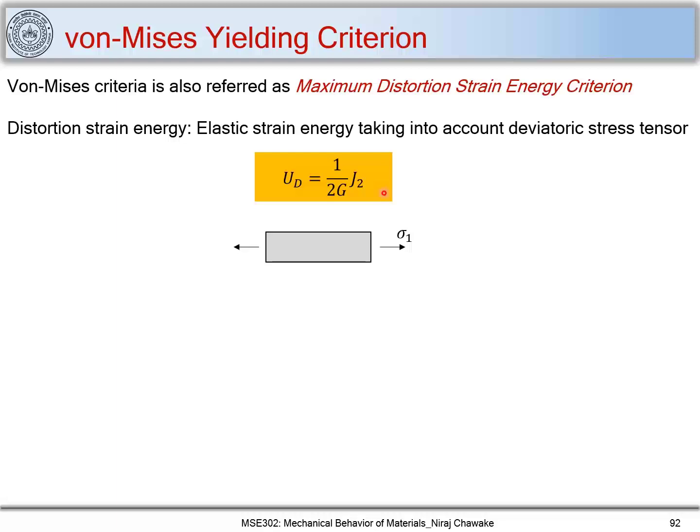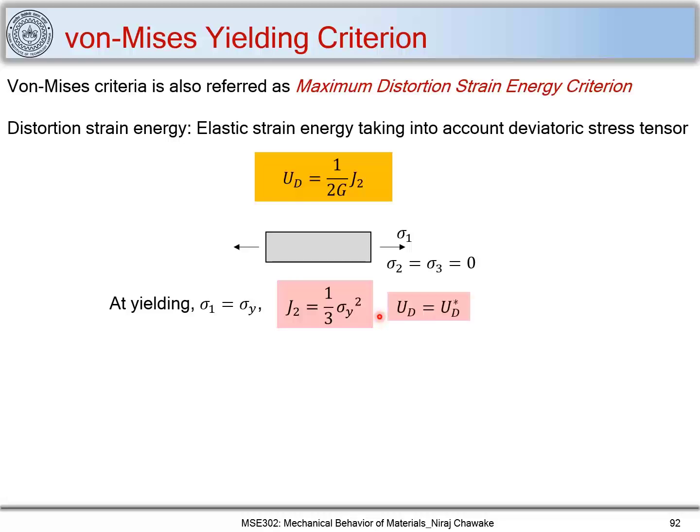Now let's consider a uniaxial tensile test again. So we have sigma 1 acting along the tensile axis, and sigma 2 equal to sigma 3 equal to 0. At yielding, we can consider this sigma 1 equal to the yield stress of the material, and thus I can write J2 as 1 upon 3 sigma y square. This we have seen in our previous slide. At this condition, UD, that is the distortion energy, becomes the critical or maximum distortion strain energy, and I call it UD star.